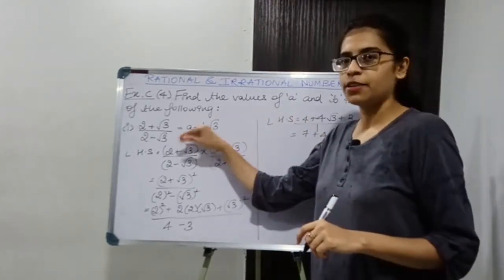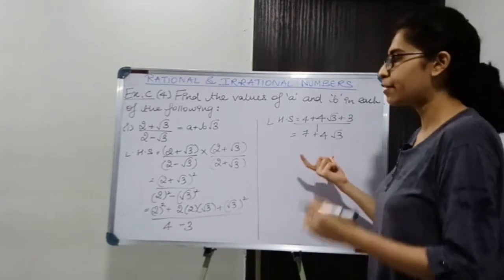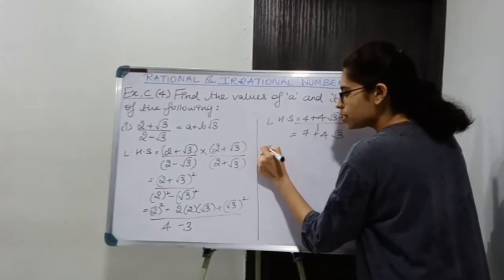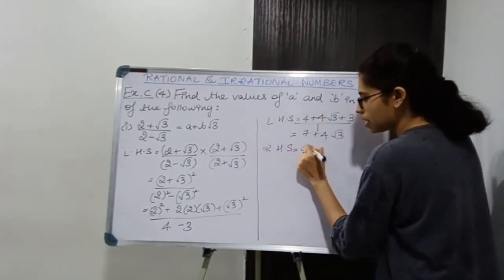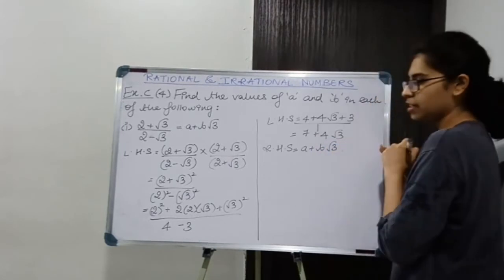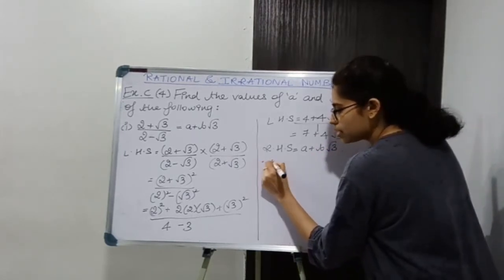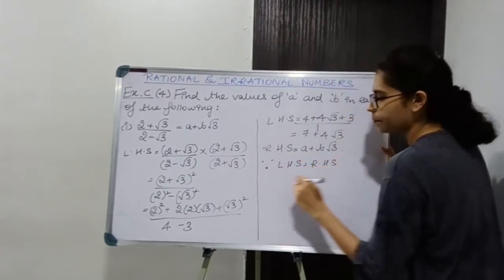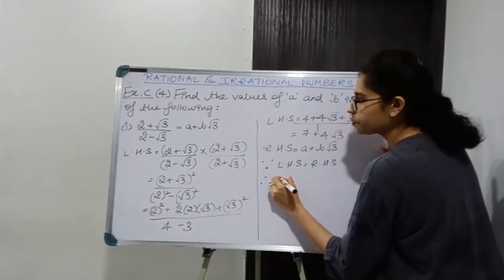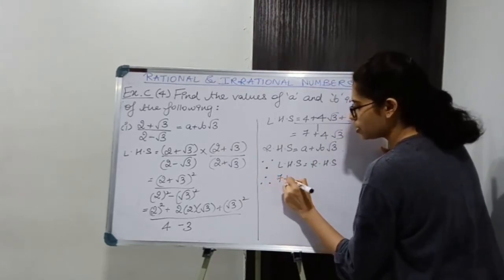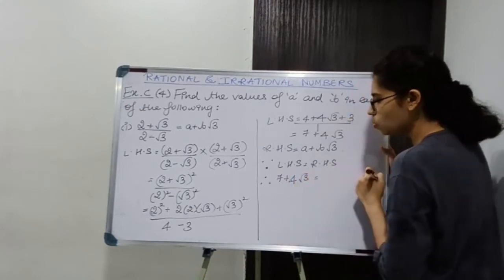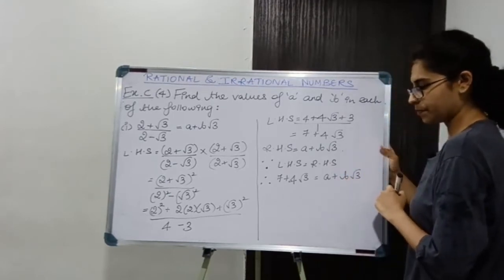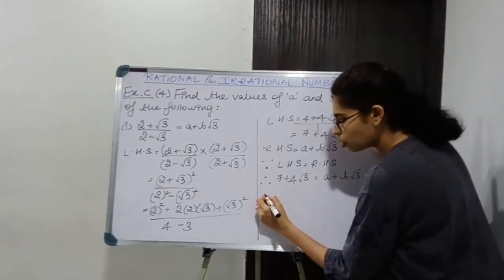Now I can compare it with the RHS. I have got some simplified form. Denominator में से irrational number हट गया है. So RHS is A plus B root 3. Now LHS is equal to RHS. Therefore I can say 7 plus 4 root 3 is equal to A plus B root 3. So comparing, what do we get?